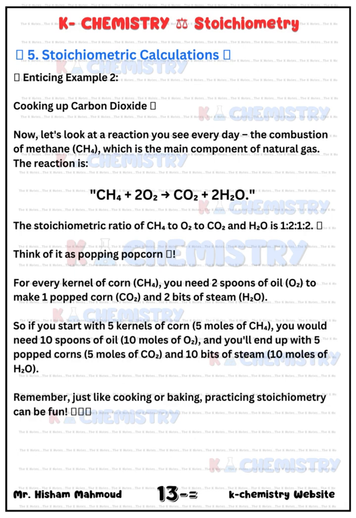Think of it as popping popcorn. For every kernel of CH4, you need 2 spoons of oil to form 1 popped corn and 2 bits of steam water. So if you start with 5 CH4, how many spoons of oil do you need? You need 10 because the ratio is 1 to 2, so 5 gets you 10.